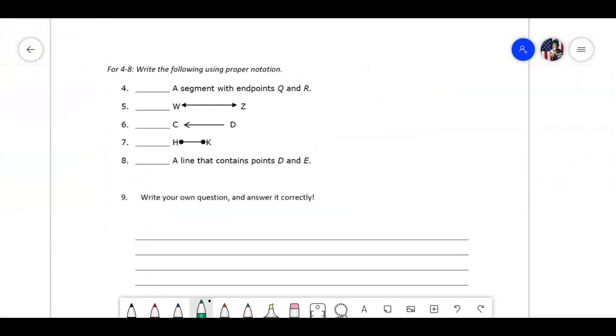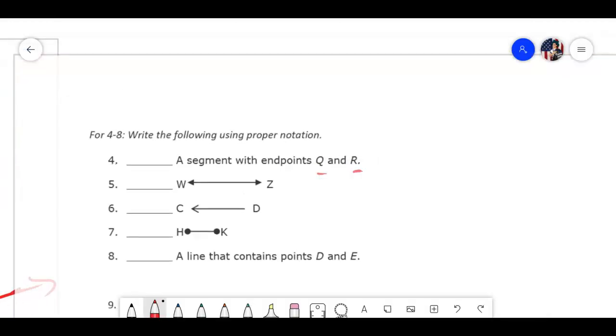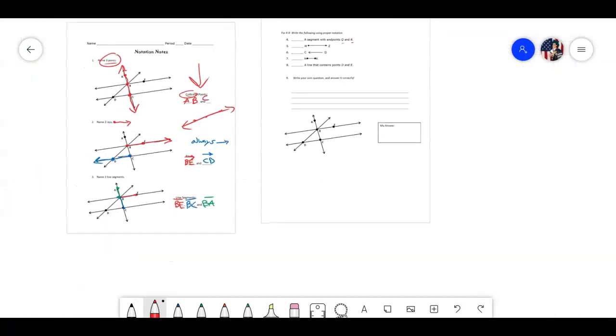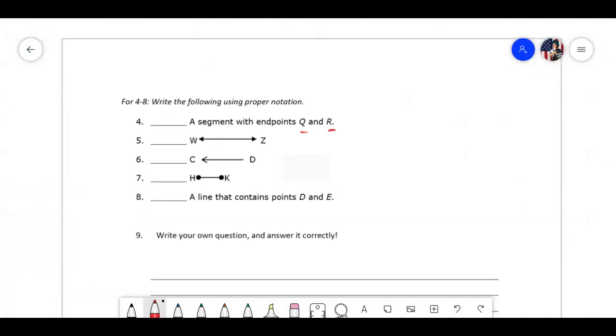Number 4. Now, you're going to have some of these on your assignment today. It tells you all you need to know right here. Okay? Let's do that. Number 4. It says a what? Segment. It says the word segment. So we do what we just did on segments, right? What are the two letters they give me? Q and R. Oh, hold on one second. Try to zoom in here.